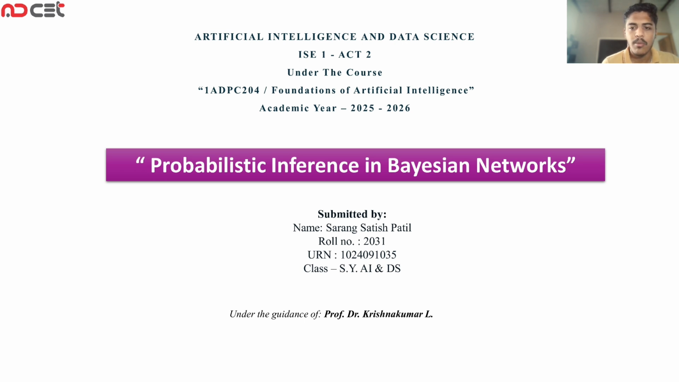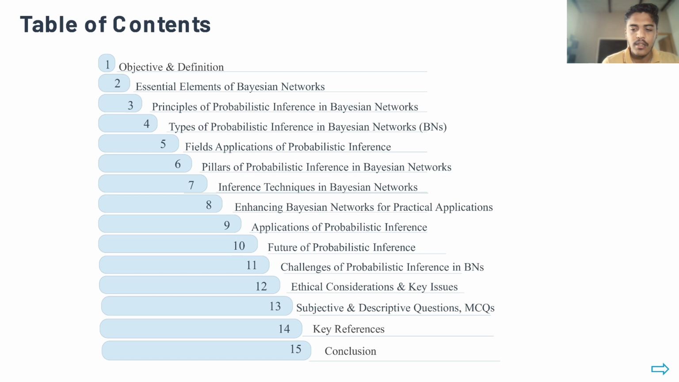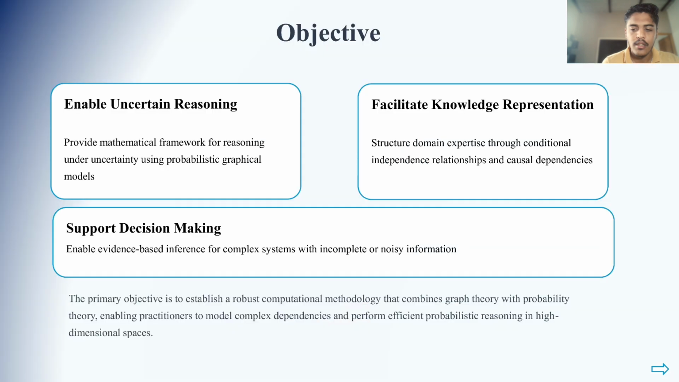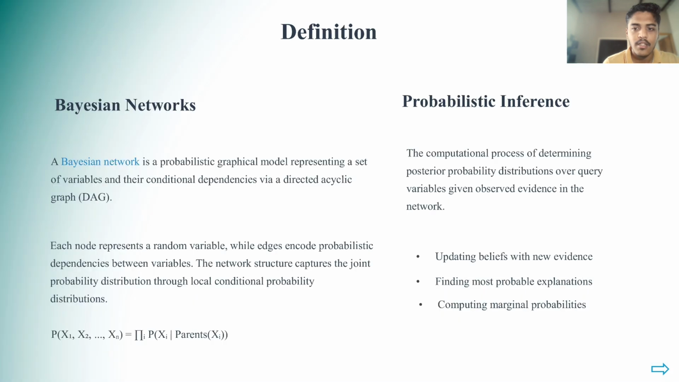My topic is probabilistic inference in Bayesian networks. Then next, objective and definition. Objective: to understand how probabilistic inference helps in reasoning under uncertainty using Bayesian networks.